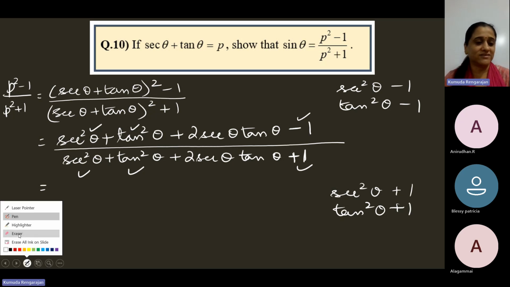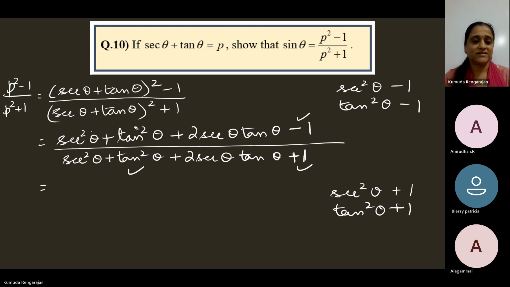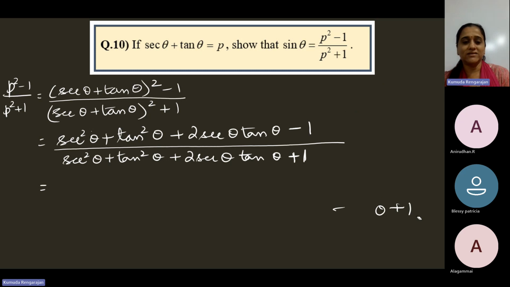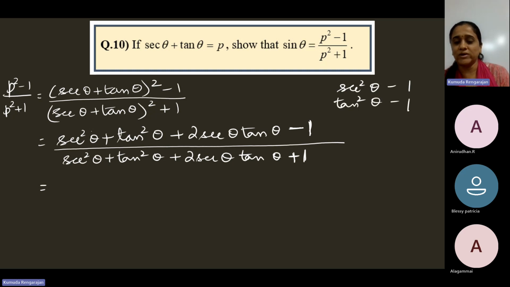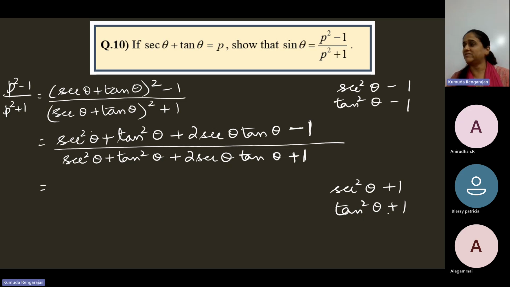Numeratorல இந்த options இருக்கு. Numeratorல secant square theta plus tan square theta is not 1. Okay, இங்க minus 1 இருக்கு, இங்க plus 1 இருக்கா? So numeratorல நீங்க secant square theta minus 1 group பண்ண போறீங்களா, இல்ல tan square theta minus 1? Denominatorல is it going to be secant square theta plus 1 or tan square theta plus 1, which will help you to replace using the identity secant square theta minus tan square theta is 1.